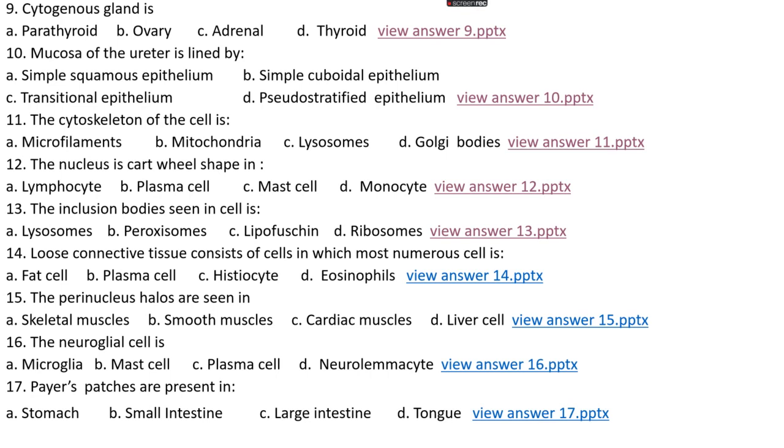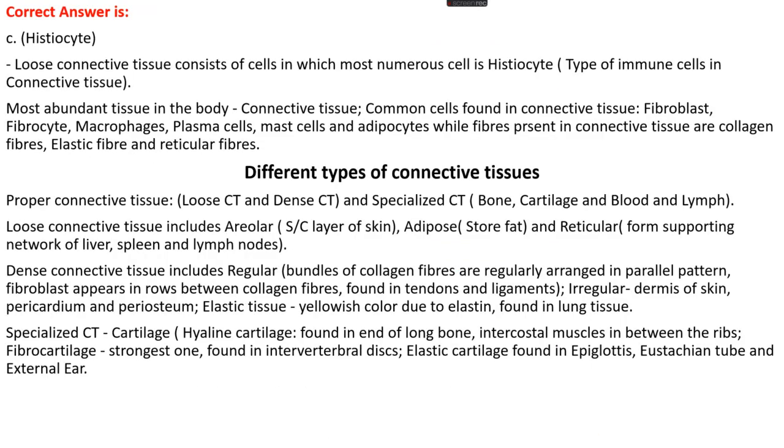Question number 14. Loose connective tissue consists of cells, of which the most numerous are: option A, fat cells; option B, plasma cells; option C, histiocytes; option D, eosinophils. The right answer is option C, histiocytes. Loose connective tissue mainly consists of cells, of which the most numerous are histiocytes, a type of immune cell in connective tissue.